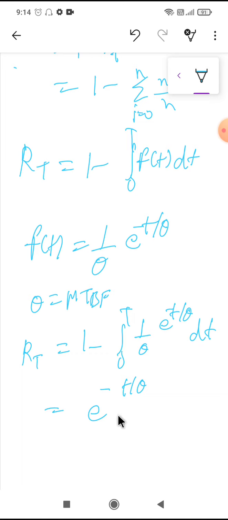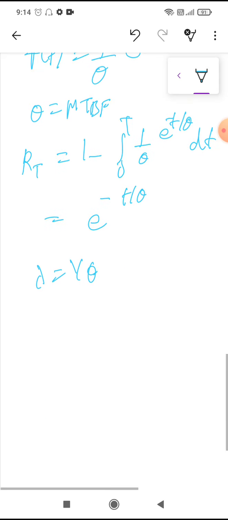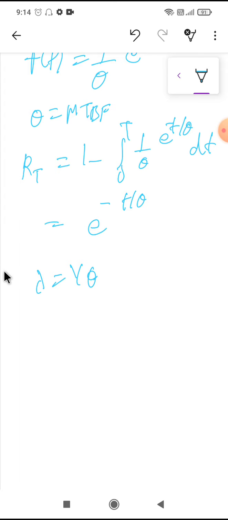The failure rate lambda can be the reciprocal of mean time to failure, MTTF, so that we can say lambda is equal to 1 upon theta. As we know that theta is MTBF, from this reliability can be expressed as Rt is equal to e raised to minus lambda t, because 1 upon theta is lambda. So Rt is equal to e raised to minus lambda t.